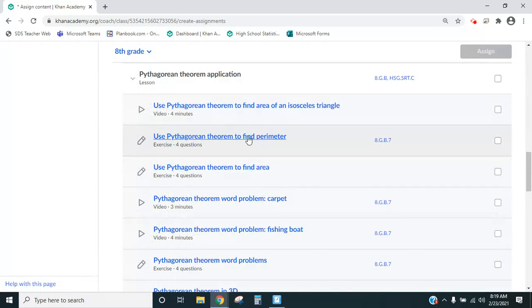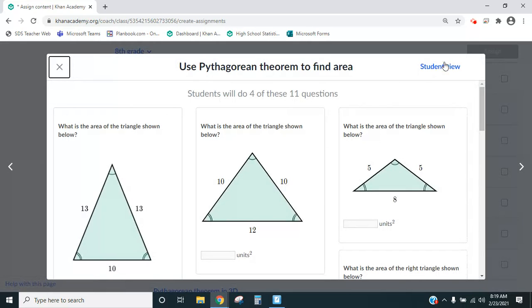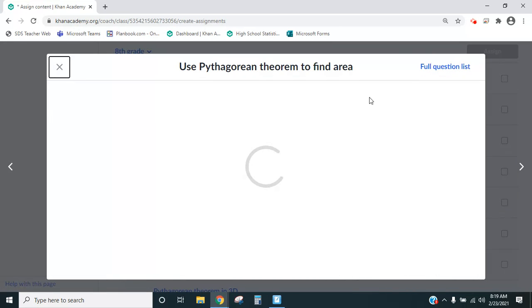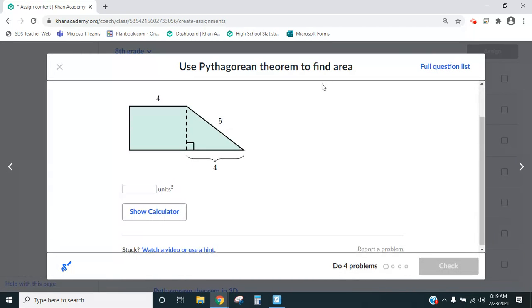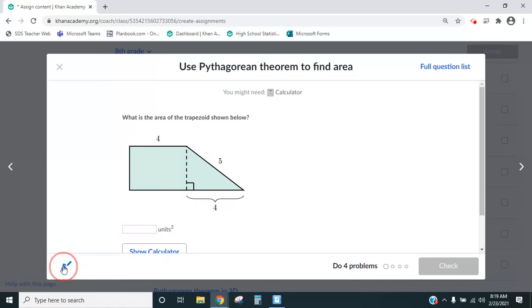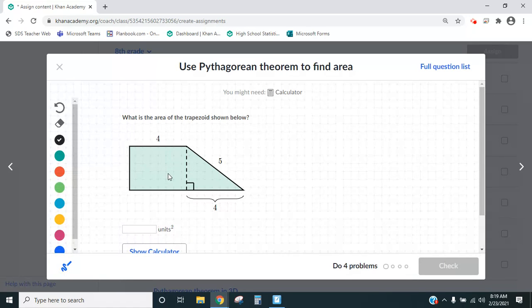All right, next assignment. We're going to do the same kind of thing, but now we're going to find area. How do you find the area of something like this? Well, it's not so bad. What's the area of the trapezoid shown below? How do we find the area of a trapezoid?